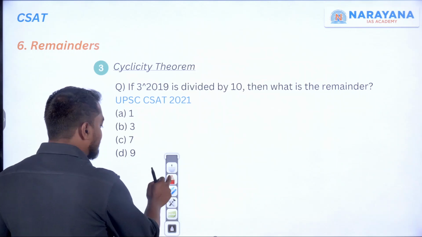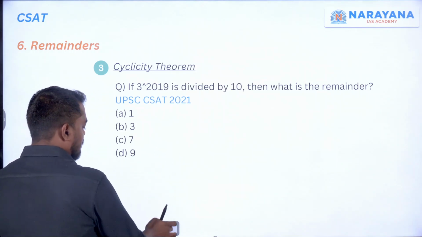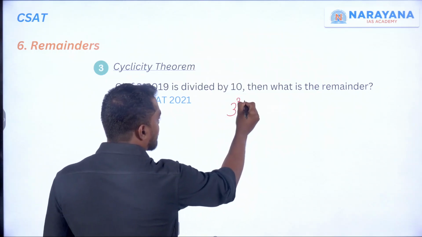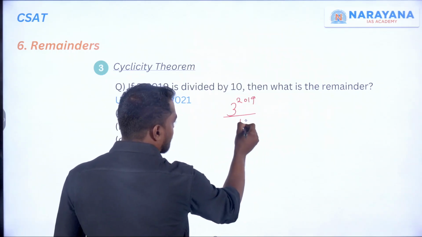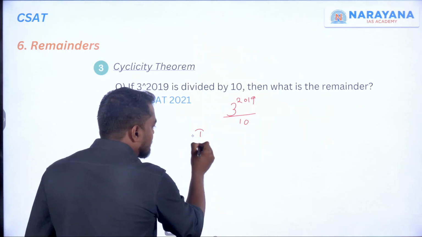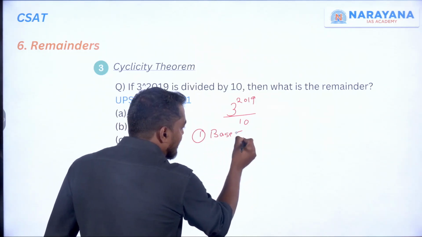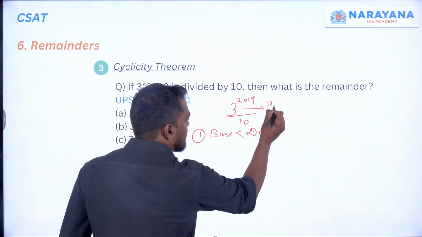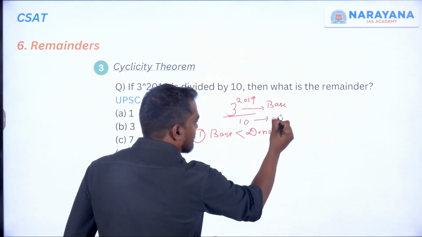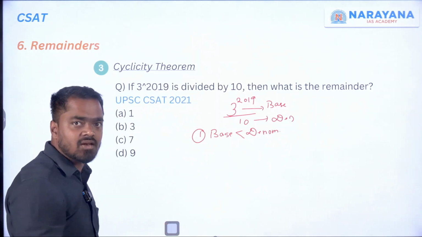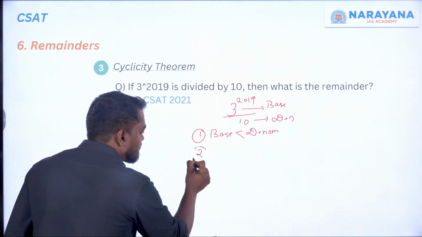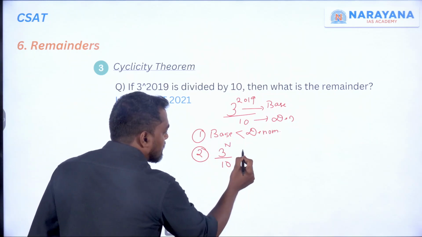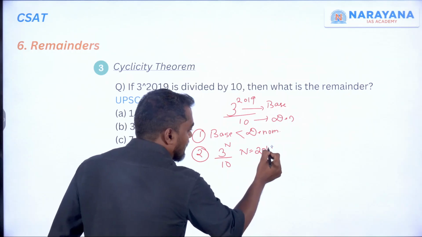If you apply the cyclicity theorem, this is very simple to solve. So what is the given expression? 3 to the power 2019 divided by 10. So what is the first step? Base should be less than denominator, right? So what is the base? 3 is the base. What is the denominator? 10. 3 is less than 10, so you can move to the next step. That is, it can be written like 3 to the power n by 10. The n is nothing but 2019.